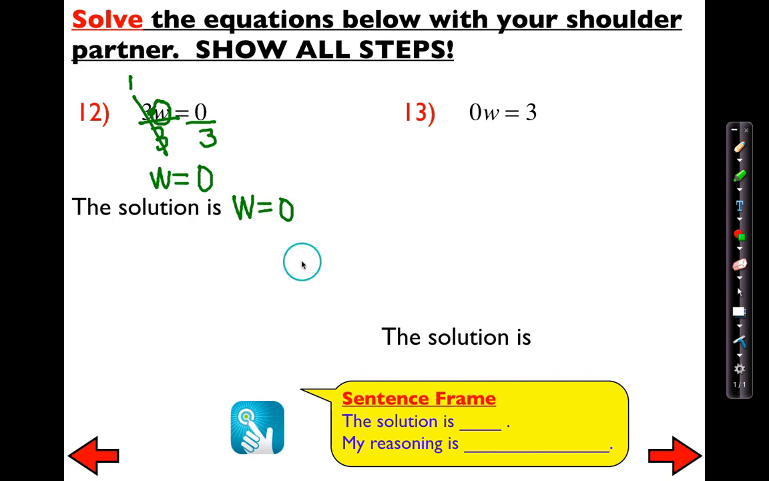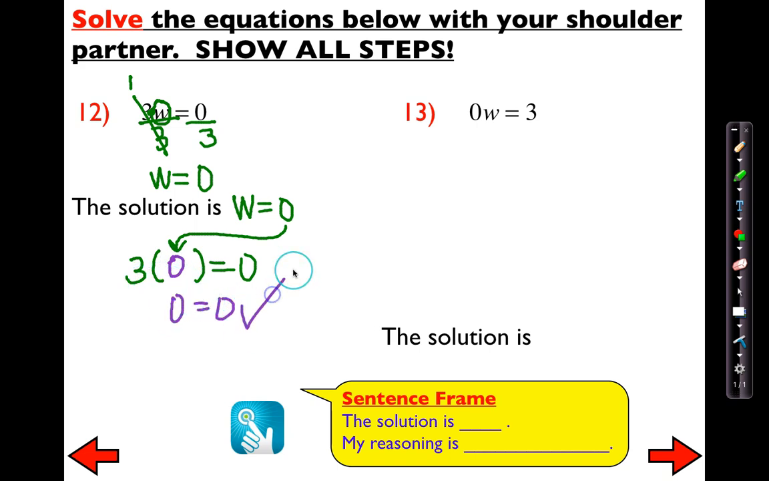Now, here I can quickly check to see if this is true. 3 times parentheses for W equals 0. I'm going to go ahead and plug in my value of 0. Is this true? 3 times 0 is 0. Does 0 equal 0? Yes. So I know my answer is correct.